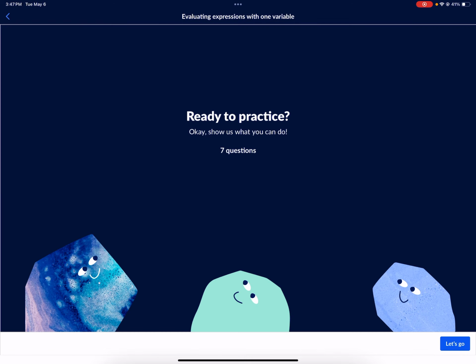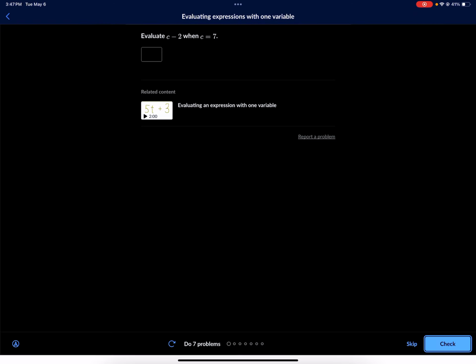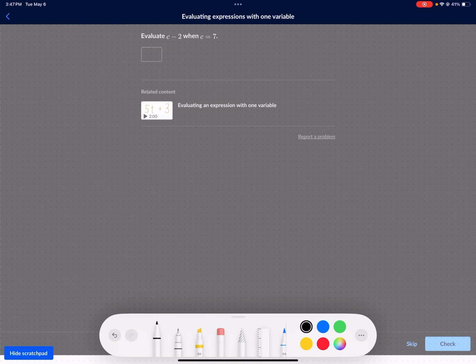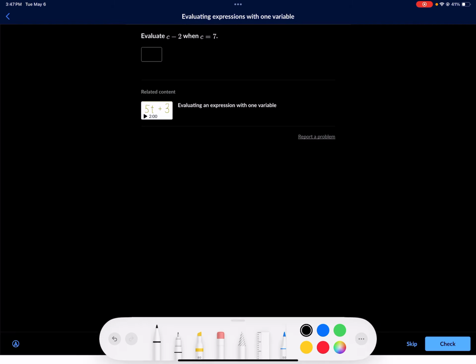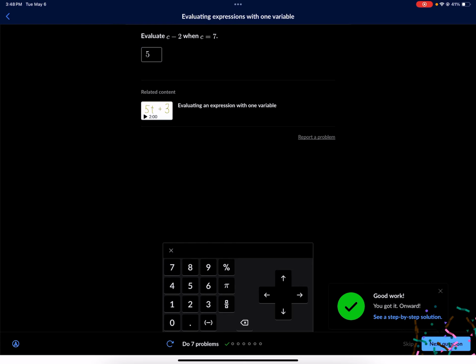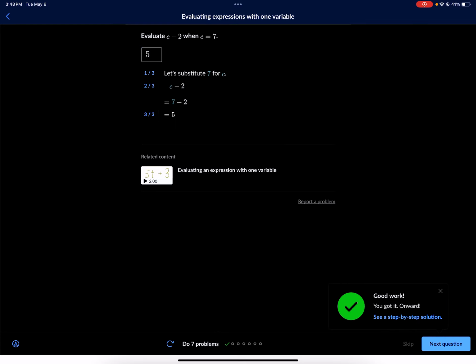Evaluating expressions with one variable, and it's 7 questions. Evaluate c minus 2 when c is 7. So, we're plugging in numbers here. We know c is 7, and we want to find c minus 2. What we do is substitute 7 for c. So 7 minus 2, and we get 5, because 7 minus 2 is 5. That's how you do that, and that's exactly what we did.